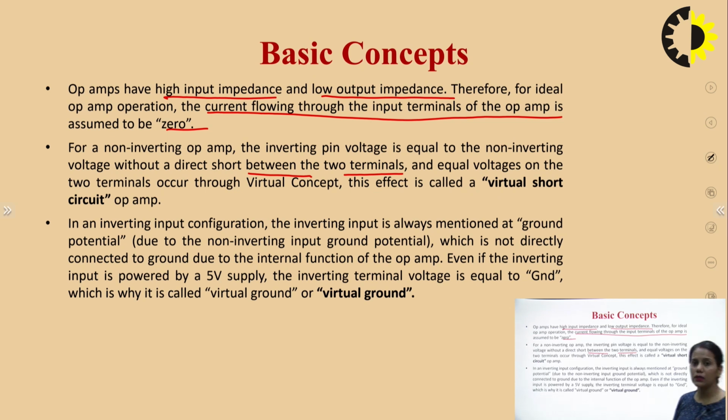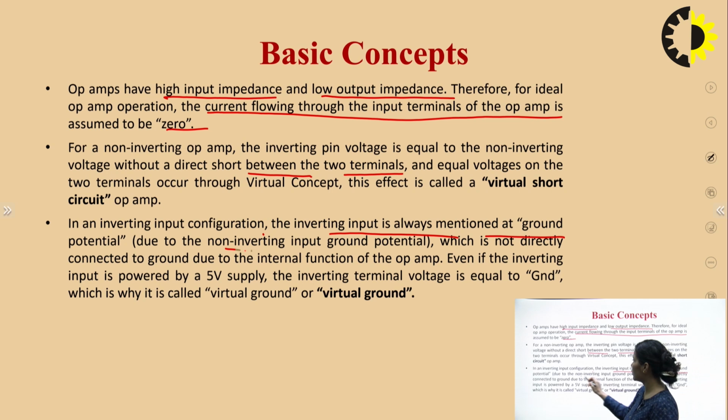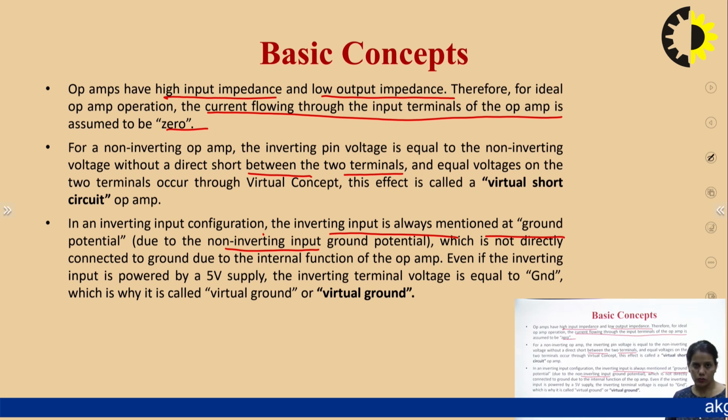And why is this happening? Because there is no current flowing through it, so the two terminals are considered at the same potential. In an inverting input configuration, the inverting input is always at ground potential due to the non-inverting input being at ground potential. So, if the non-inverting terminal is at ground, the inverting terminal will automatically be considered at ground. This is known as the virtual ground concept. Although any voltage may be applied to its terminal, it will still be considered grounded.